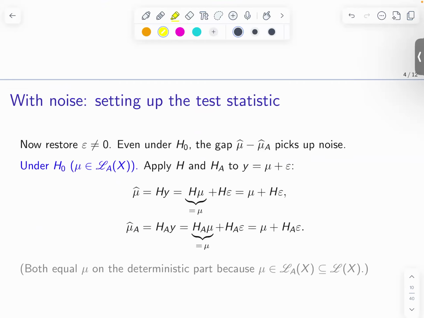To see that, it's really easy to do a little calculation. Under the null, mu is in LA of x, and then we have this model for y. We're going to apply both of the projection operators, or matrices. For mu hat, I apply H to y and get Hy. Then just plug in y equals mu plus epsilon. I get H mu plus H epsilon. And I'm claiming that H mu is equal to mu. Is that true? Or why is that true?